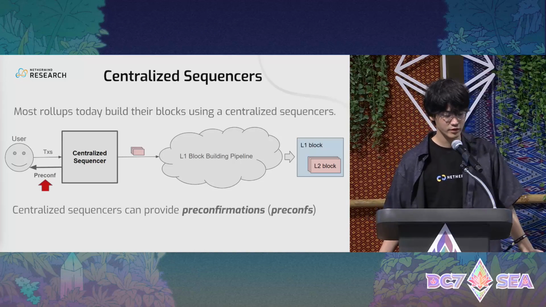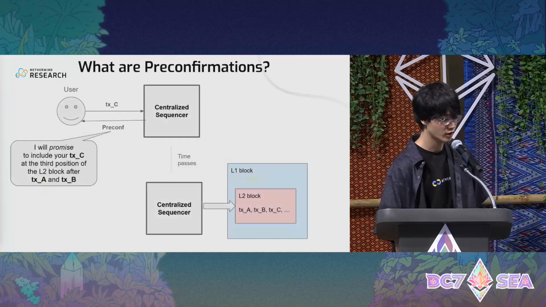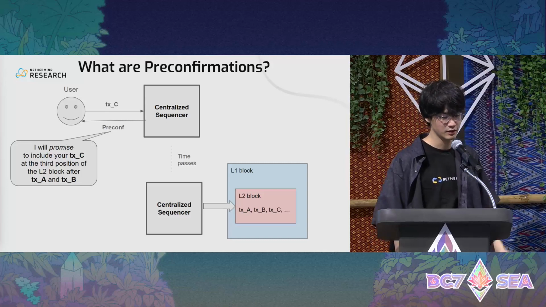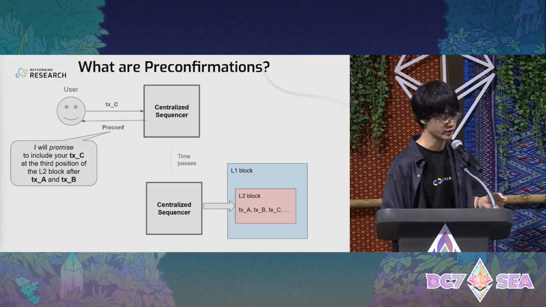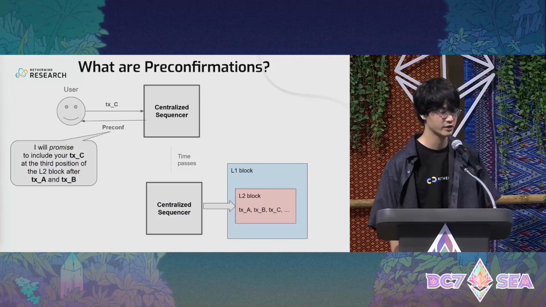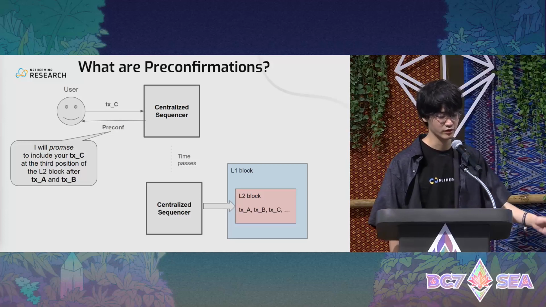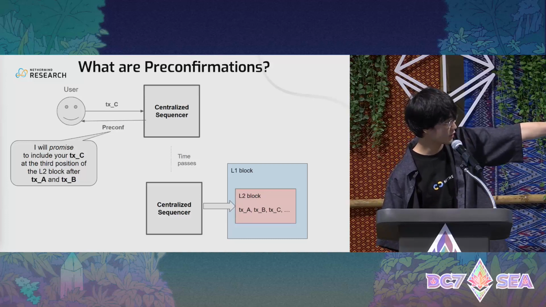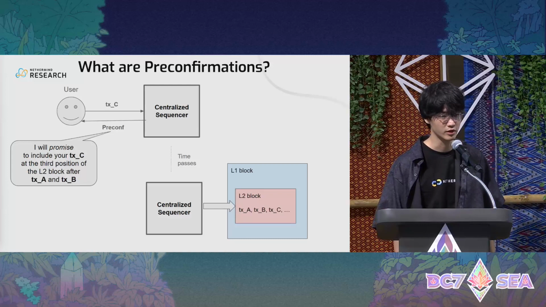And centralized sequencers are nice. They can provide preconfirmations. And what are preconfirmations? Basically, a user, for example, submits their transaction C to the centralized sequencer. The centralized sequencer will return a preconf, which says, I promise to include your transaction C at the third position of the L2 block after transaction A and transaction B. Then some time passes, and the centralized sequencer will actually submit this L2 block. But this preconf happens way ahead of time, before the L2 block is actually submitted to the L1. So it provides good UX.